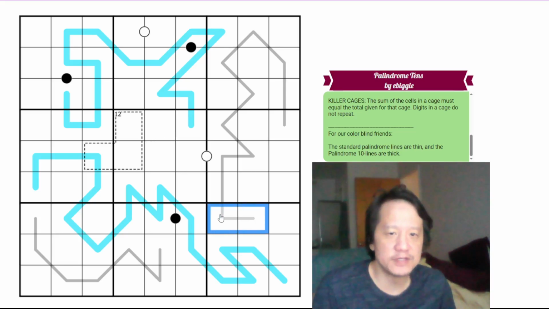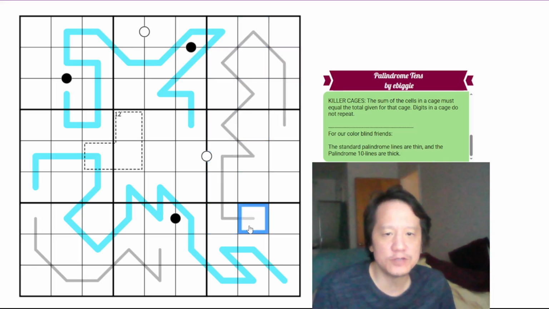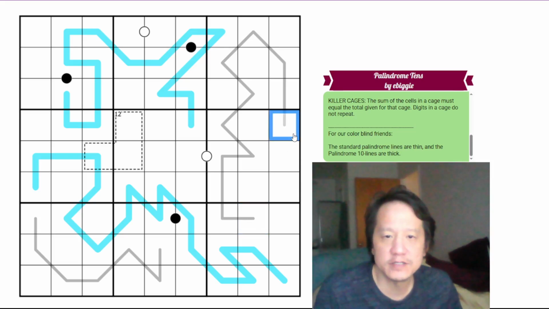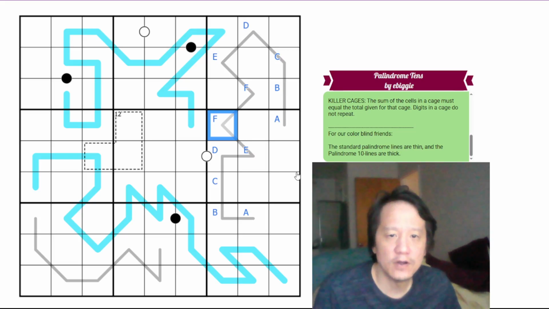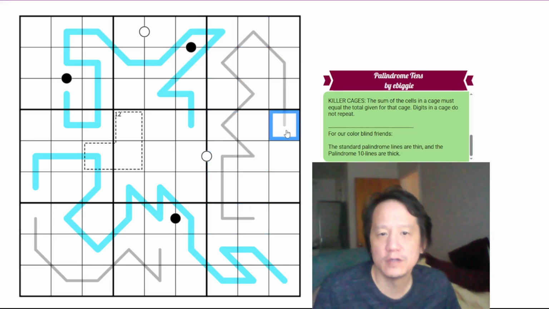Okay, where should we start? Let's start with this long palindrome line, because it's only in 3 boxes. So this must be the same as this cell. We're going to mark those with letters: A, B, B, C, C, D, D, E, E, and F, F. Okay, so A, E, C, D, and F are guaranteed different. Actually, they're all guaranteed different from each other, so we can actually color them in.